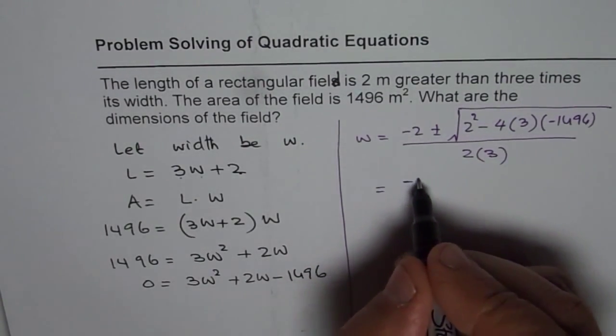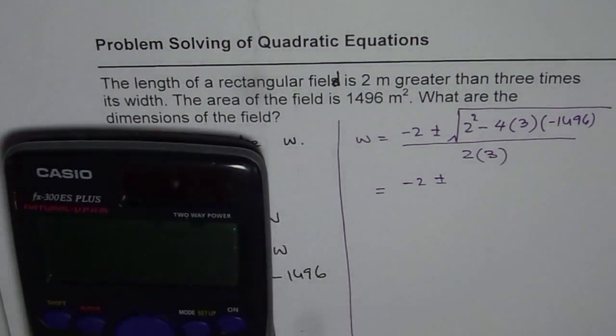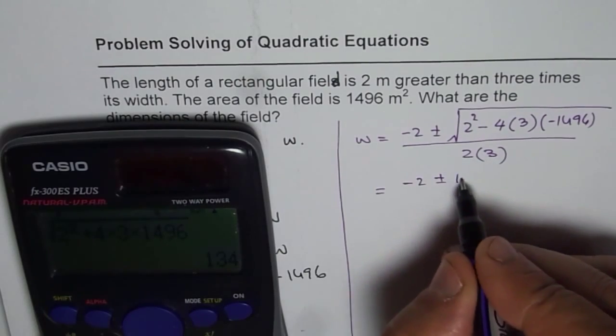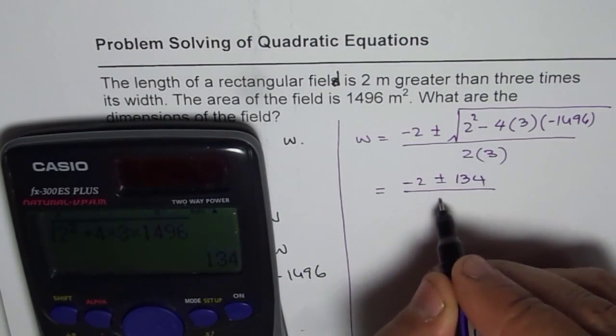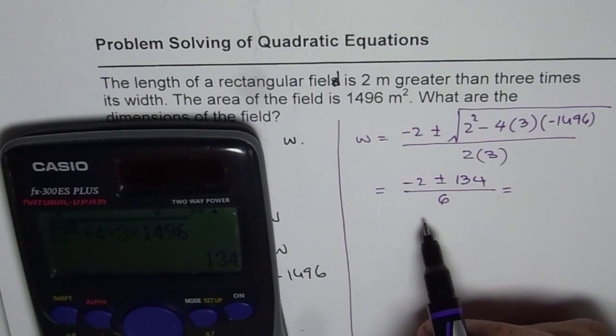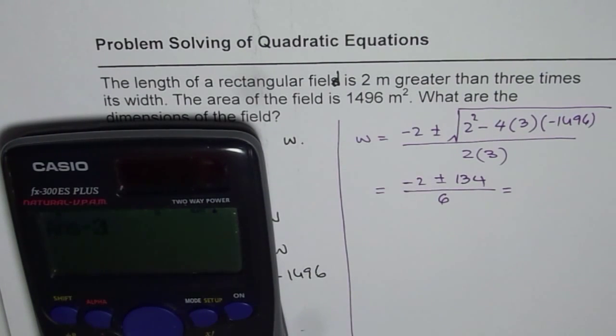And now we can use the calculator and find the term which is within the square root. So that term is 2 square minus minus becomes plus, so we write plus 4 times 3 times 1496, and the square root equals 134, divided by 2 times 3 which is 6, right? So we should take the positive value since width cannot be negative. So we have 134 take away 2, minus 2, divided by 6 will give us 22.